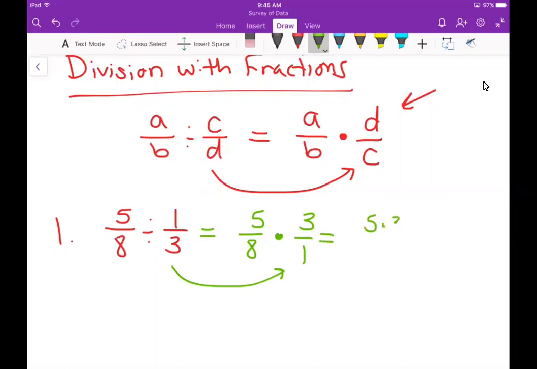First, we'll write 5 times 3 over 8 times 1 and look for any common factors. Now in this one, there are no common factors. 8 and 5 cannot be divided by the same thing, and neither can 3 and 8. So we just carry out the multiplication. Our final answer is 15 over 8.